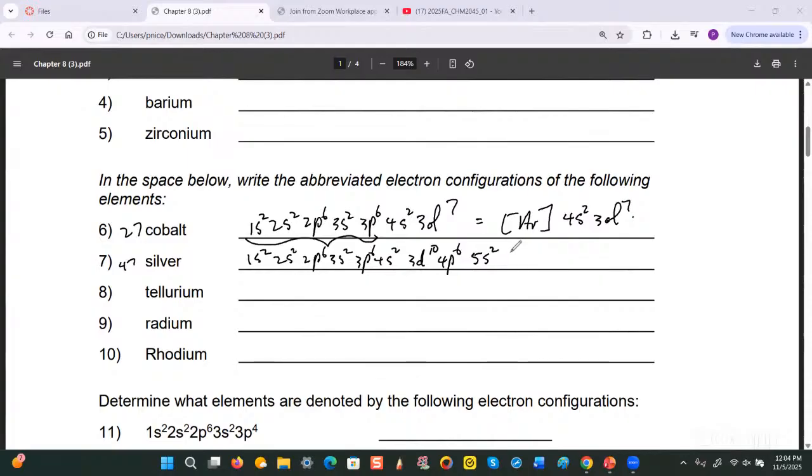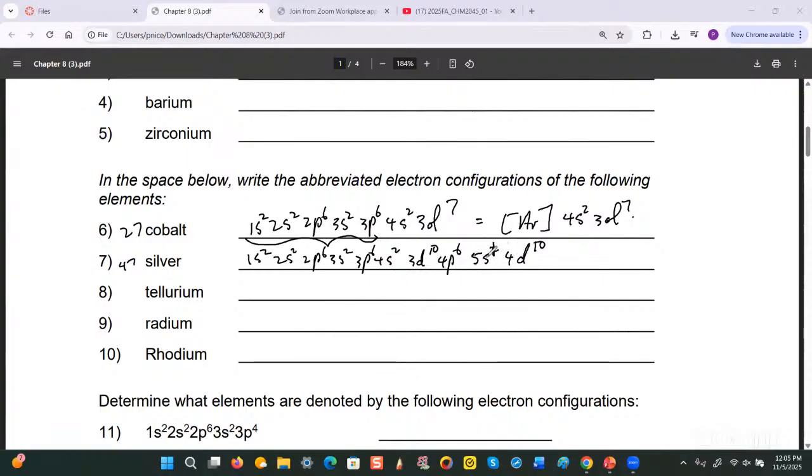And then what's after 5s? 4d. Okay, so this is where one of those exceptions occurs, because I was just following the trend and I end up with 4d9. However, one electron will go from here to here. So you're going to end up with 5s1 and 4d10, right? So again, we have a half-filled 5s sublevel and a completely filled 4d sublevel, so that is more stable than what I had before.